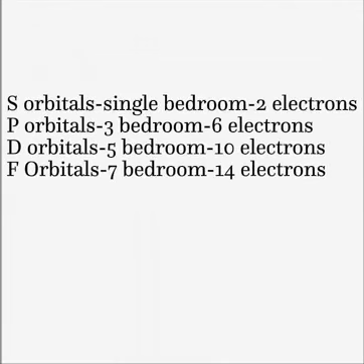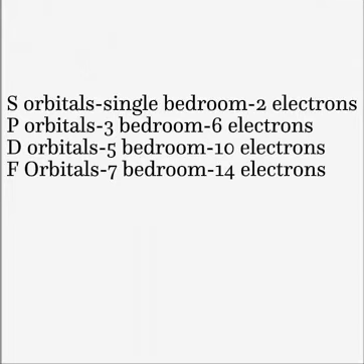Imagine a house with rooms, orbitals, where electrons live. S orbitals are like a single bedroom, one room, where 2 electrons can sleep. P orbitals are like a 3-bedroom apartment, 3 rooms, where 6 electrons can sleep. D orbitals are like a 5-bedroom house, 5 rooms, where 10 electrons can sleep. F orbitals are like a big mansion, 7 rooms, where 14 electrons can sleep.